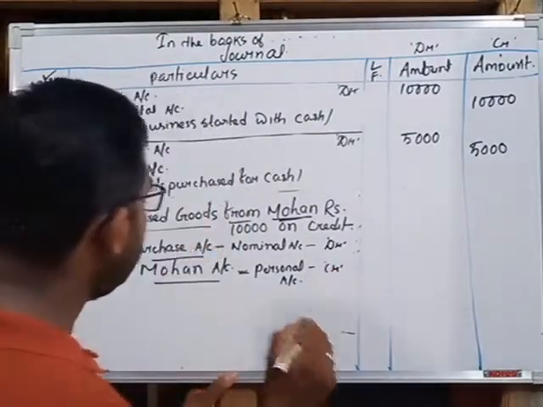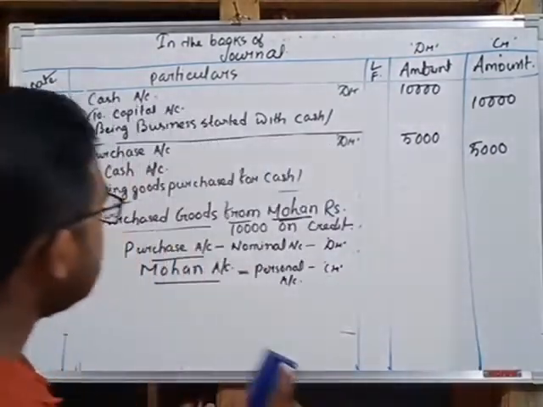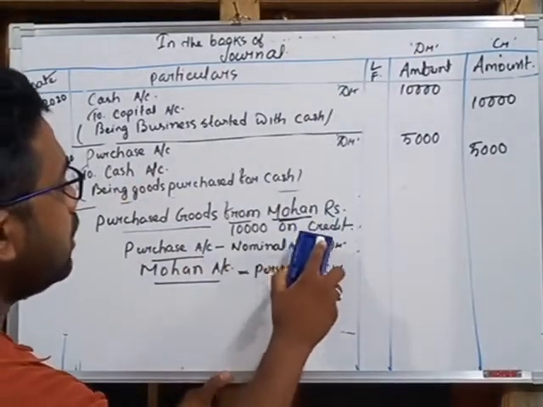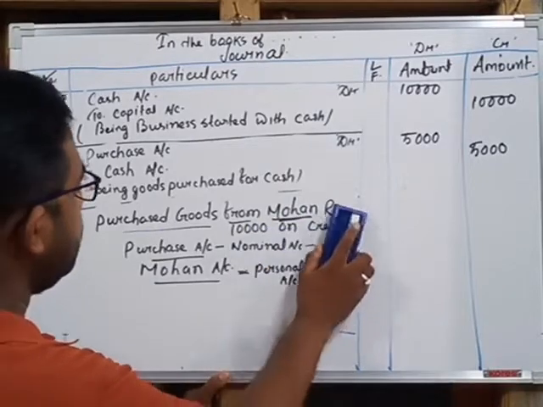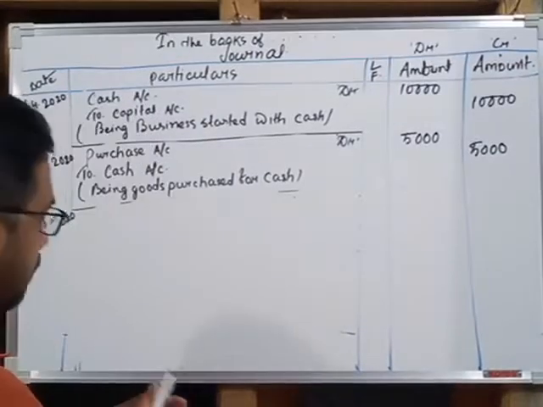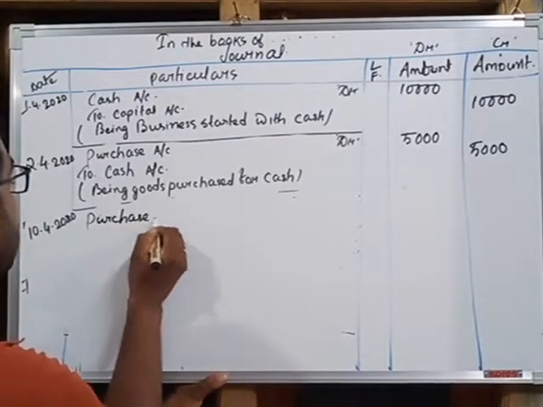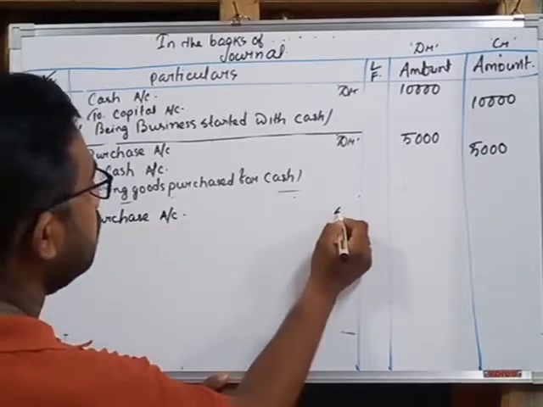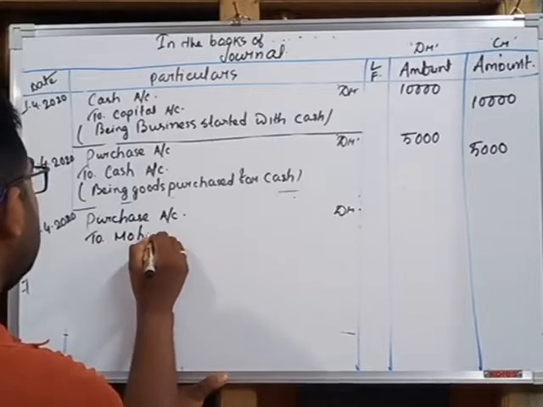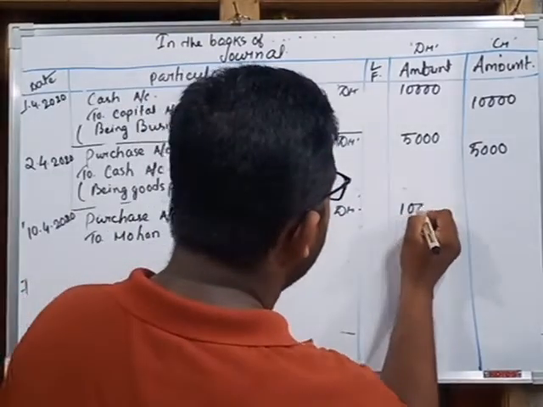So what will be the transaction? Purchase account debit to Mohan account, and the transaction is purchased goods from Mohan rupees 10,000 on credit. So the entry will be purchase account debit to Mohan account, and the amount is 10,000.